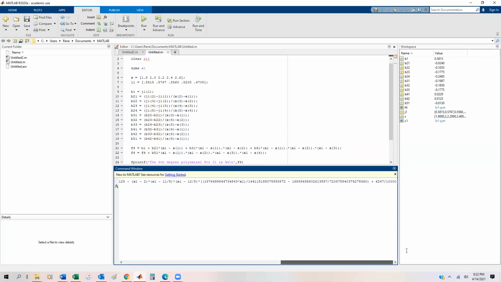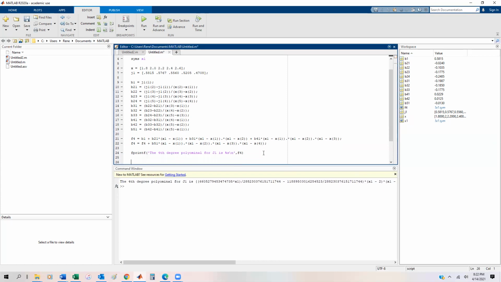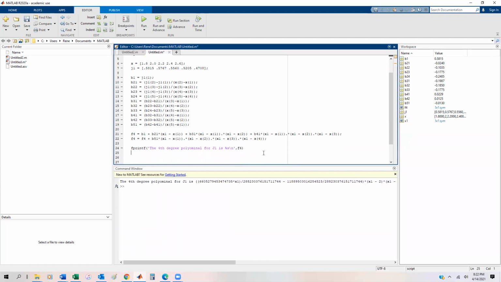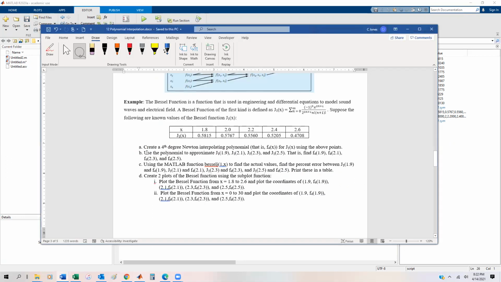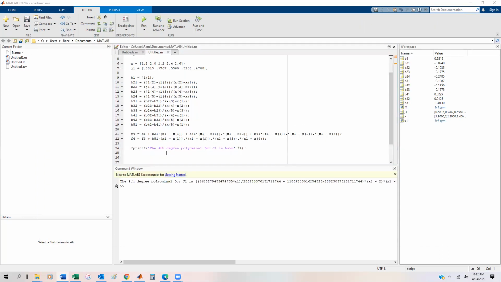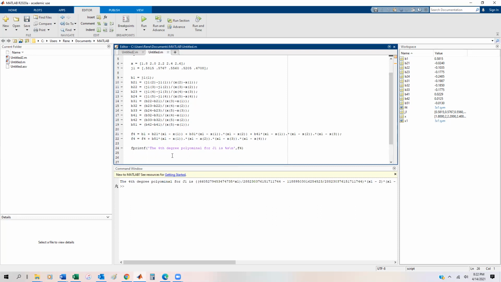So let's see what happens with this, because now we need to substitute. Now what we're going to do is substitute for J19, J21, etc. So now we're doing part B here. And then after we do this, we'll just flip to another video so we can do the rest of this. So we're going to use a polynomial to approximate J19, J21. So I'm just going to go ahead and make a new matrix. And I'm going to call this matrix X2, and that's going to be 1.9, 2.1, 2.3, 2.5.